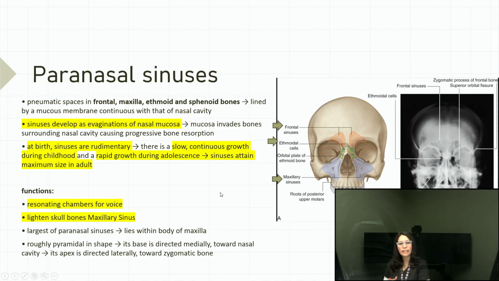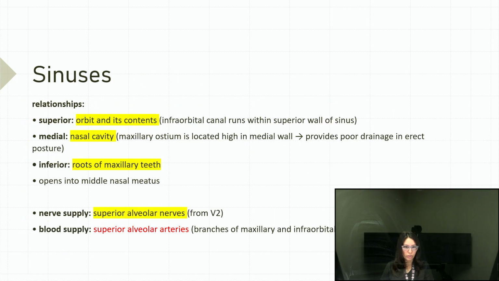So these sinuses develop as evaginations of the nasal mucosa. And at birth, those are going to be very rudimentary, but as you continue growing, they continue expanding and becoming the sinuses whenever we are adults. And so the functions of these sinuses are super important because they work as resonating chambers for voice, and they lighten the skull bones particularly. So those are some of the most important functions of the sinuses.